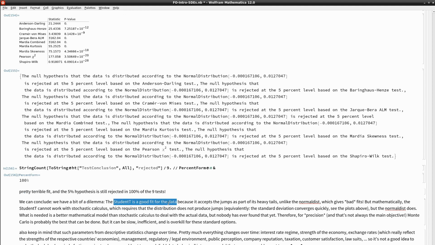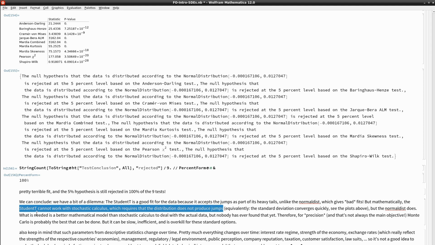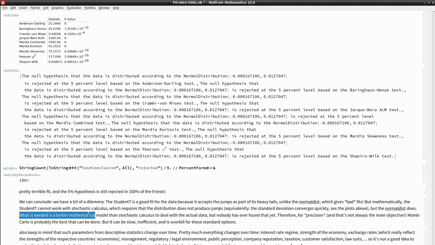The student T is a good fit for the data because it does accept the jumps as part of its heavy tails, unlike the normal distribution, which gives us bad fits. But mathematically, the student T cannot work with stochastic calculus, which requires that the distribution doesn't produce jumps. And equivalent to that is saying that the standard deviation converges quickly. And we also have to recognize that the normal distribution does, right? Whereas the student T does not. So what is needed is a better mathematical model than the stochastic calculus that we have.